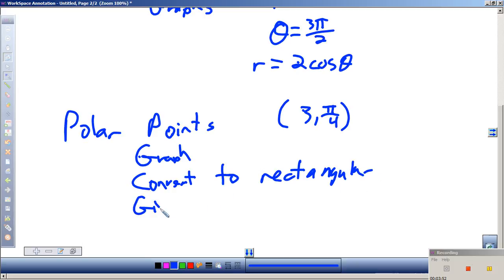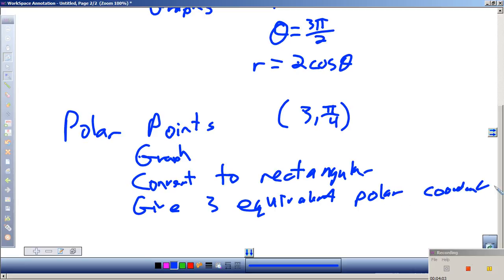and give 3 equivalent polar coordinates, where we have negative 2 pi less than or equal to theta less than or equal to 2 pi. So maybe I'll give you a couple problems like that where I say, graph it, find the rectangular form, and find 3 more equivalent points.